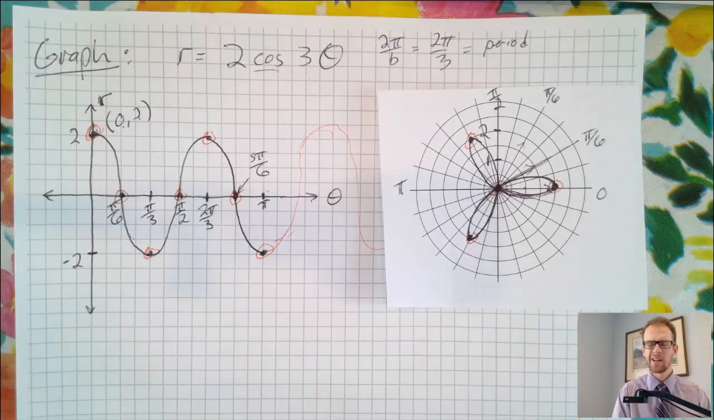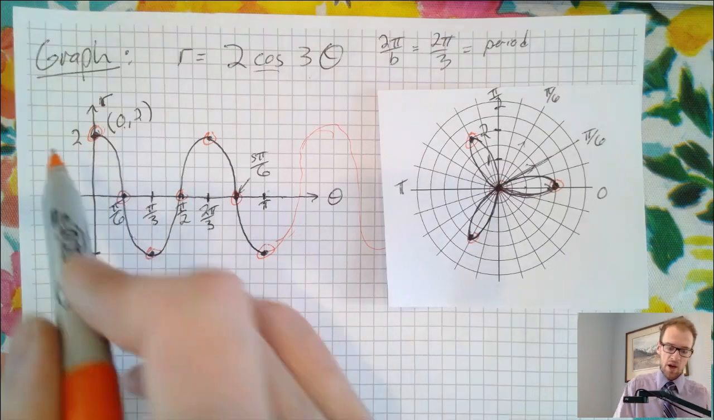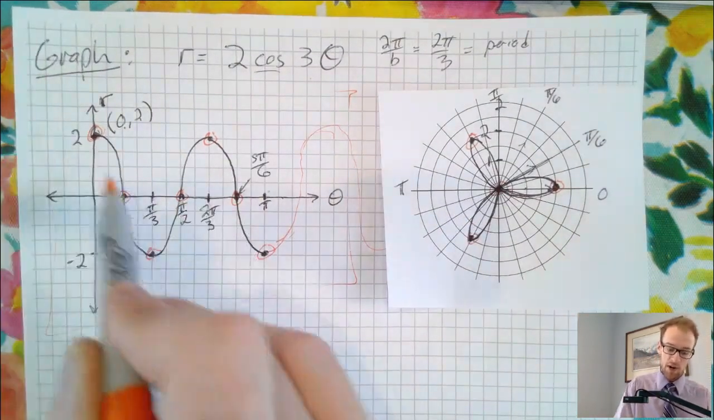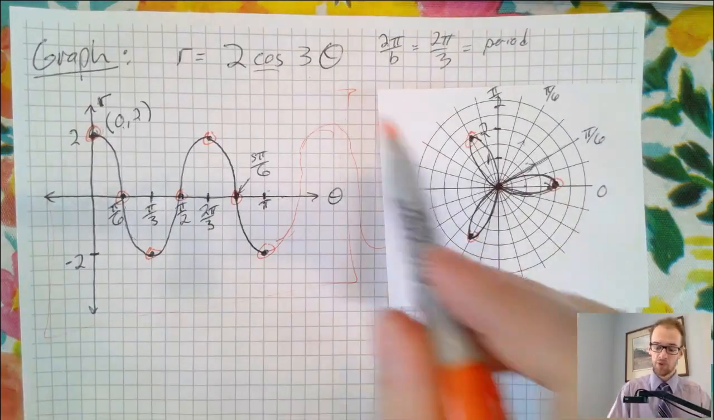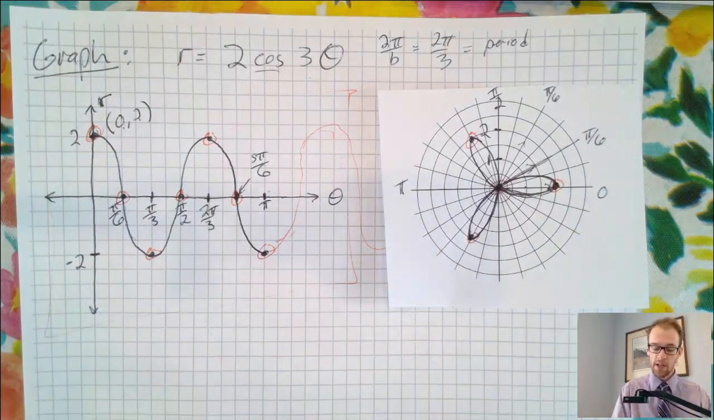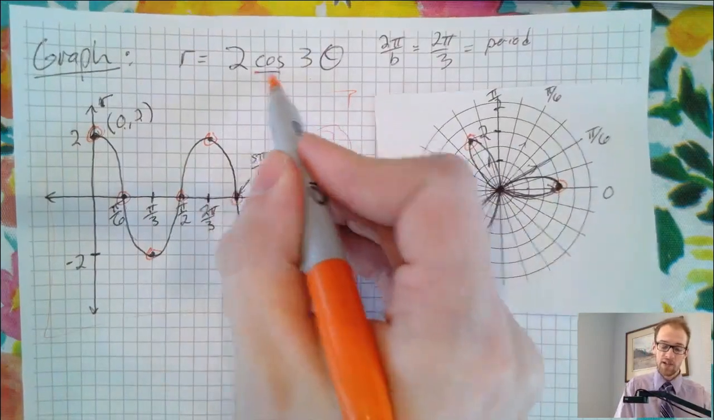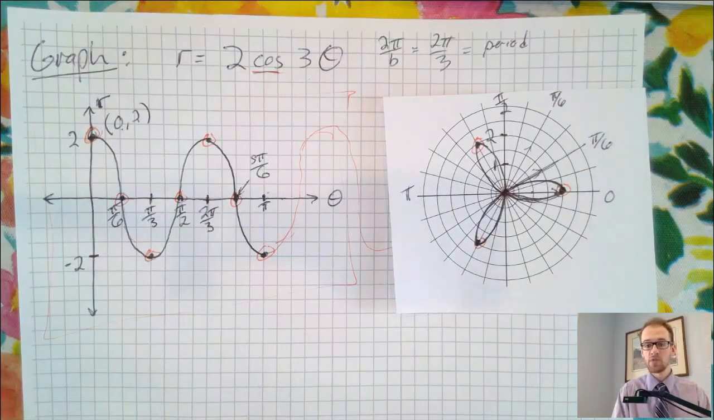Okay? So I hope that helps you see how our knowledge from chapter 4 of sine and cosine waves helps us to graph trig functions on a polar grid. And also we use that idea of a polar symmetry as well.